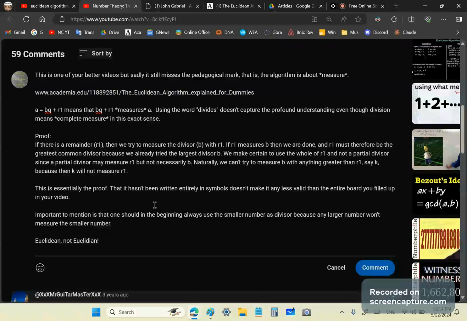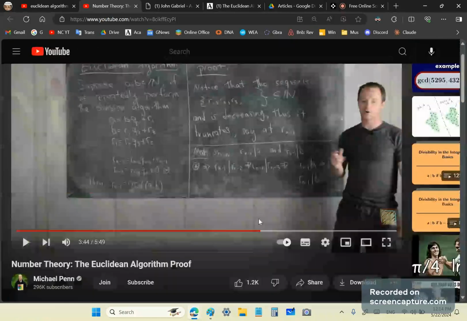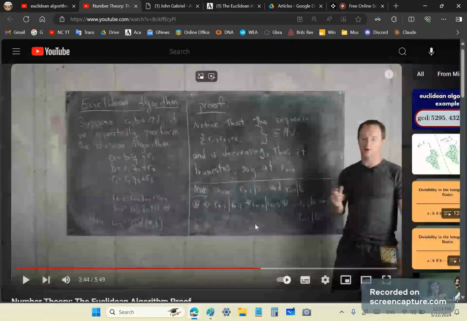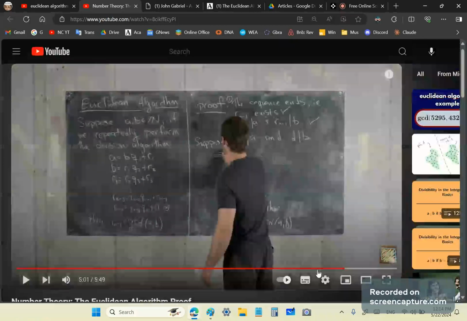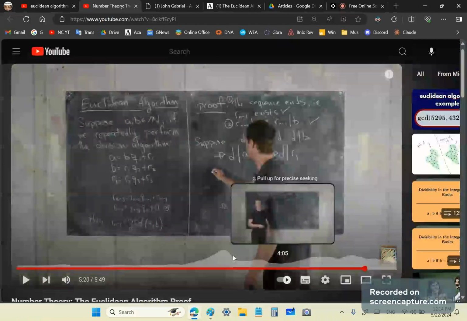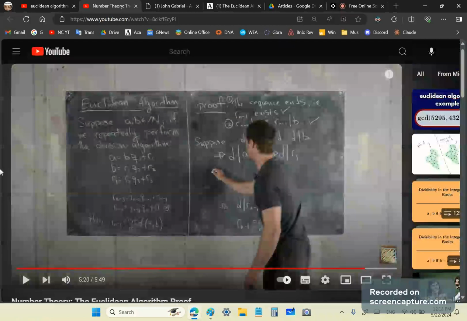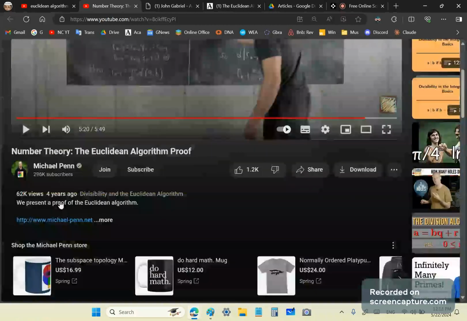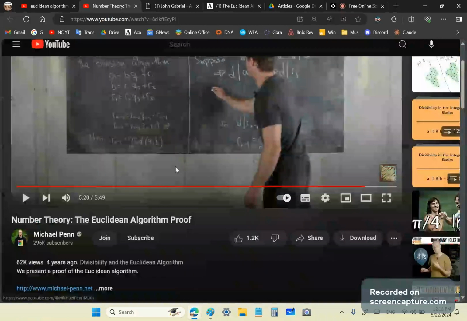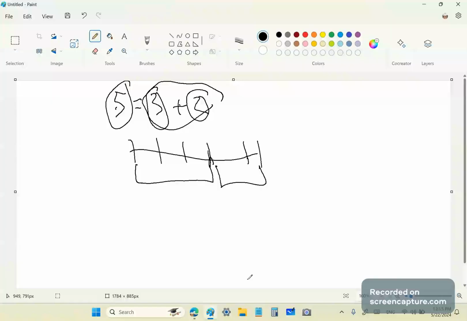So that it hasn't been written entirely in symbols doesn't make it any less valid than the entire board that this poor fool filled up, because he does it in two steps. He first shows that there is a remainder sequence, and then it goes on to show that there is a greatest common divisor, which is kind of overkill and hides the real meaning, because not once does he mention the word measure. It's all divides, and he uses symbols which basically gloss over the meaning.